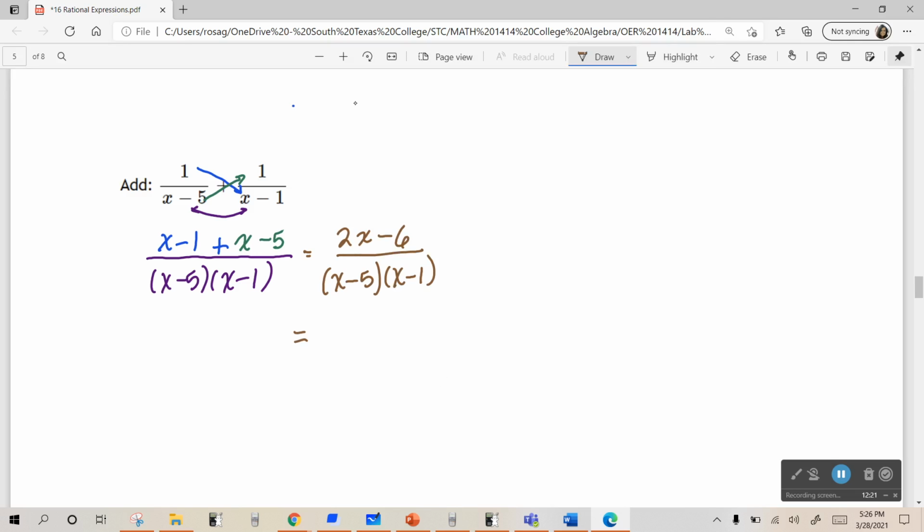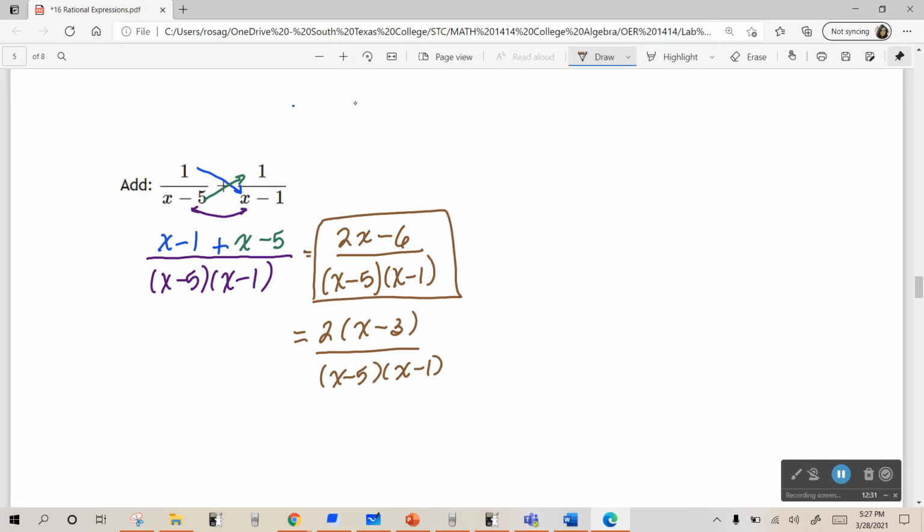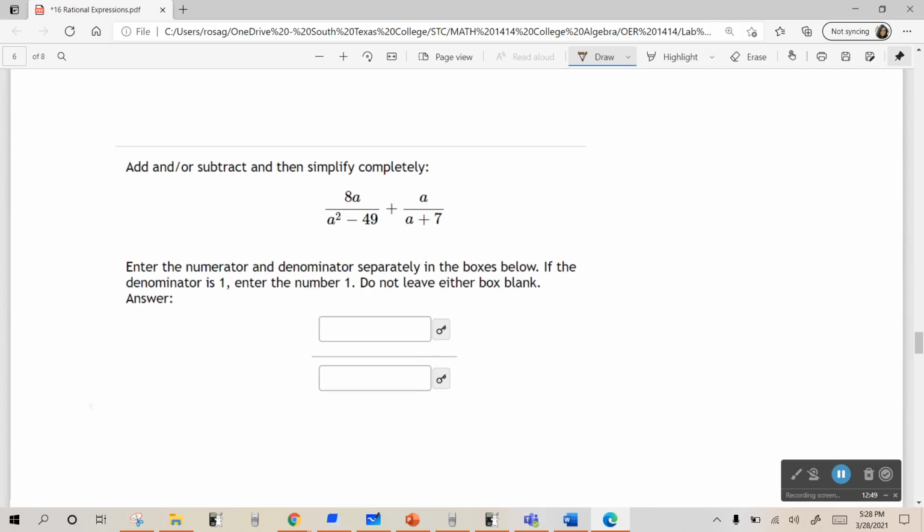Now, here they both have a 2 in common, so sometimes you can factor it out just to see if anything cancels. But nothing cancels here. You can keep it like this as an answer. I think my Open Math will allow you to put the parentheses, but let me double check that for you. Okay, so my Open Math will allow you to keep the parentheses. You don't have to multiply it out if you don't want to.